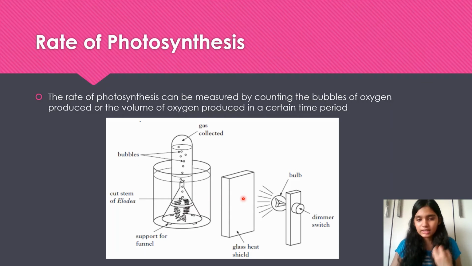So the rate is given. So you divide the number of bubbles by time in seconds, because seconds is the SI unit for time, and your unit would be bubbles per second or bubbles per minute. So that's for your light.